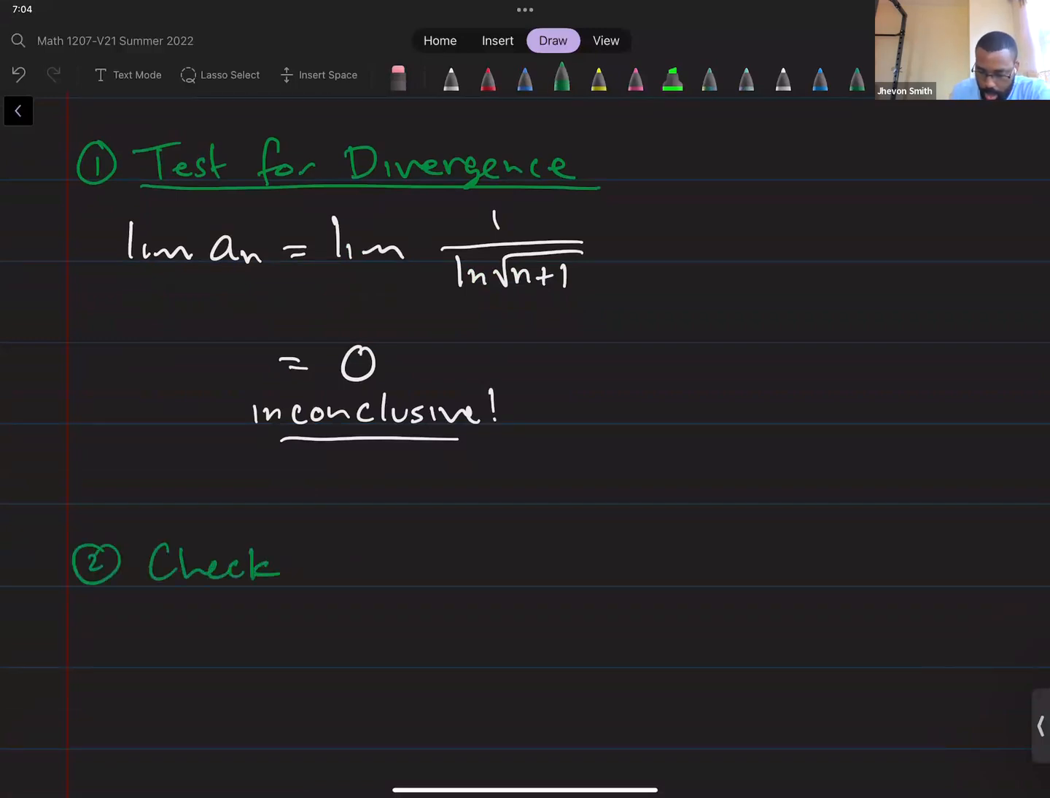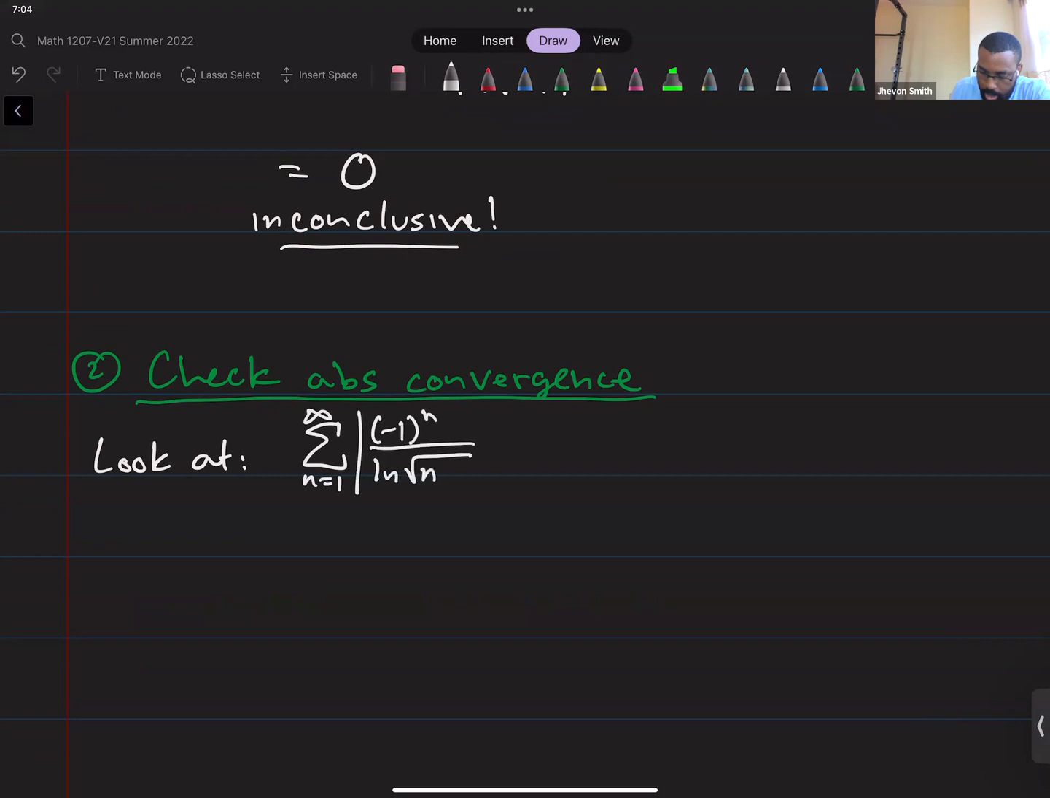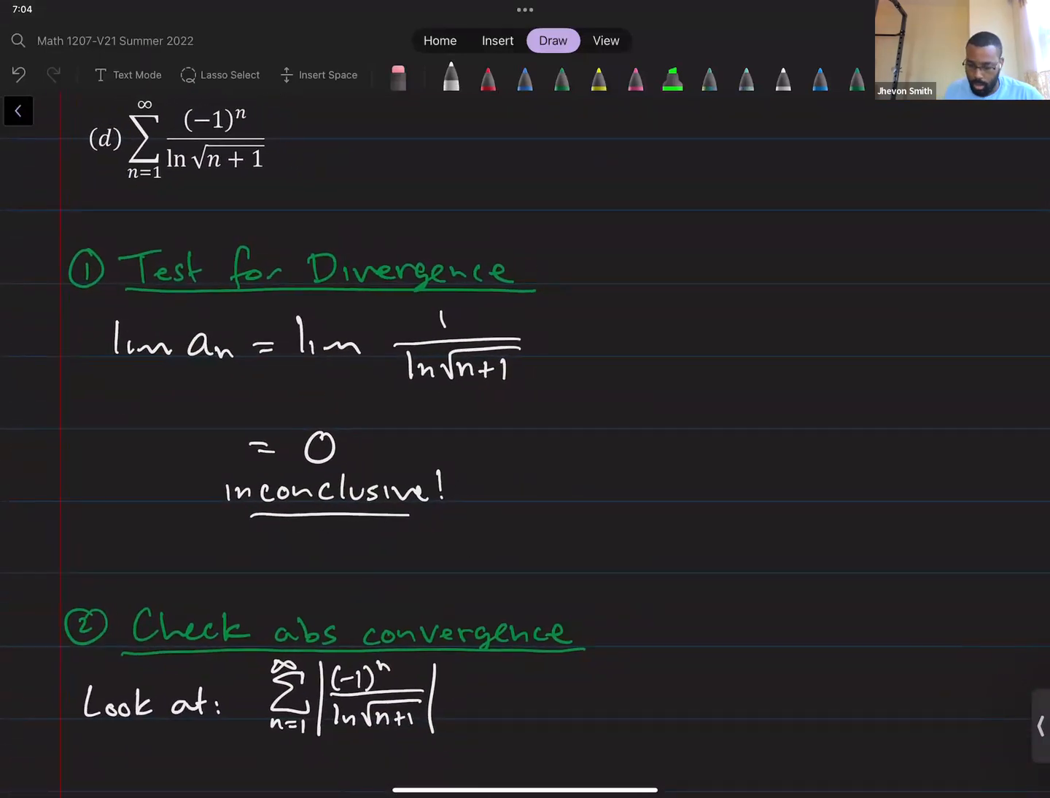Check absolute convergence. So what I'm going to do is look at the series, n goes from 1 to infinity, of the absolute value of (-1)^n over ln of the radical n plus 1, because this was our series here. Which, by the way, is just going to be the series of 1 over ln of the radical n plus 1.